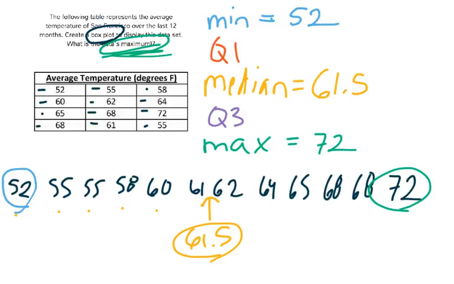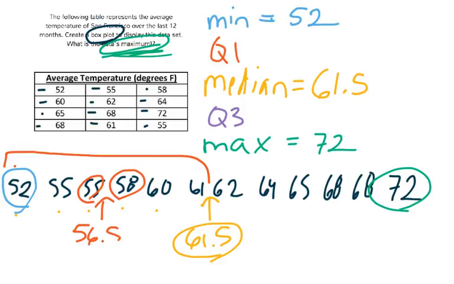My first quartile is, I'm going to take this lower half of the data and break it in half. And my first quartile is going to be between 55 and 58. So 56.5 is the value that's right in between those, because 55 and 58 are 3 apart. So half of 3 is 1.5. If I want to find the halfway point, I just add 1.5 to 55 and get that Q1 equals 56.5.